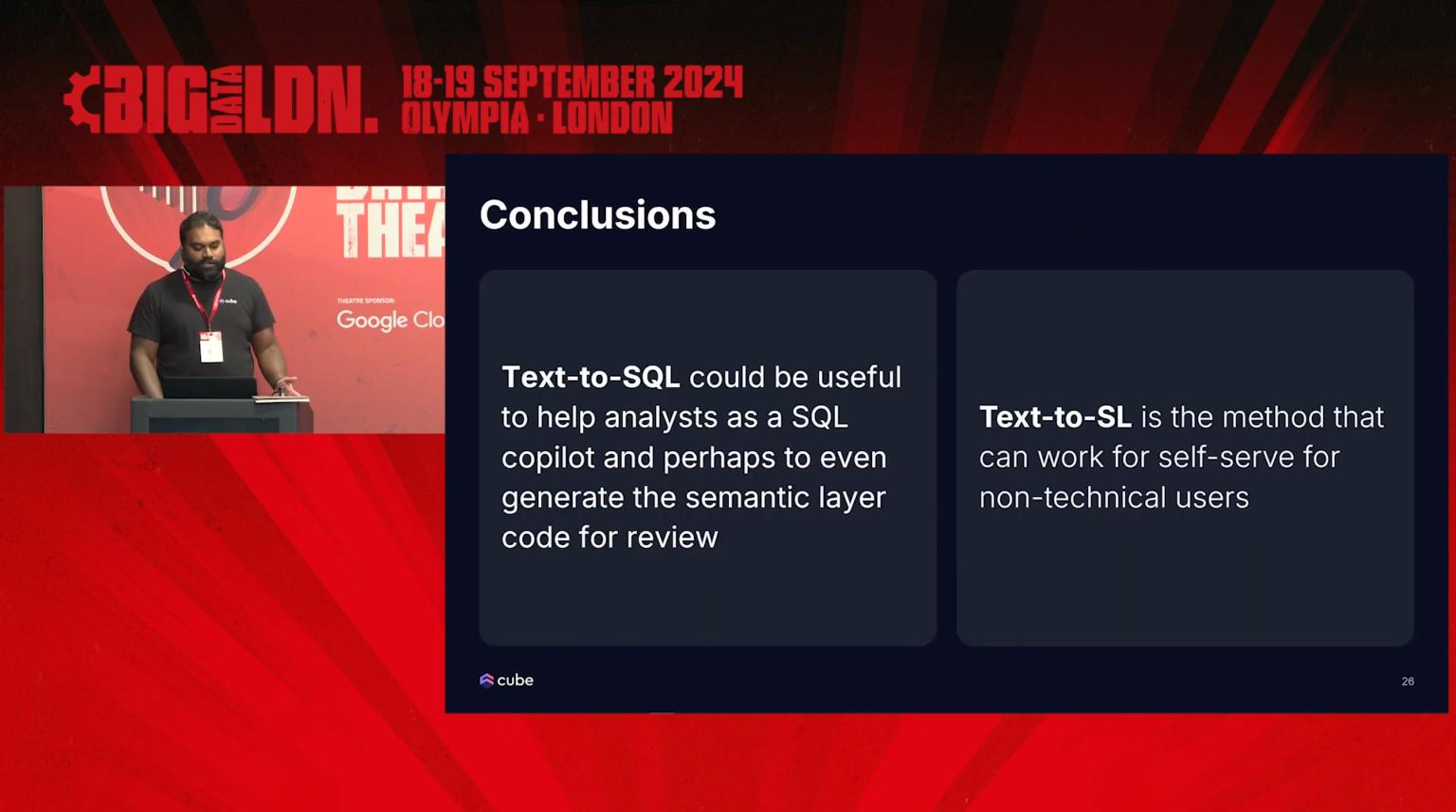So in conclusion, I think text-to-SQL has a place, and I think that place is as a co-pilot for people who really know SQL already and who know the data already, and then it's fine. I think it's very helpful. I tried out Snowflake Copilot and Databricks Genie, which are designed for that purpose, and they did a pretty good job. I'd recommend using them as a co-pilot, but they're not suitable for self-serve analytics, especially for non-technical users. And text-to-semantic layer is the method that can work for that, and that's what we've seen.